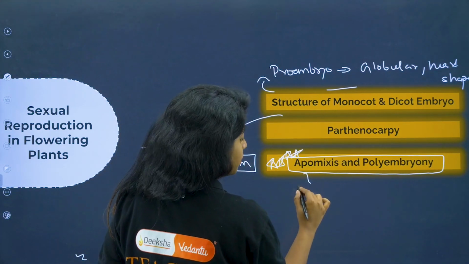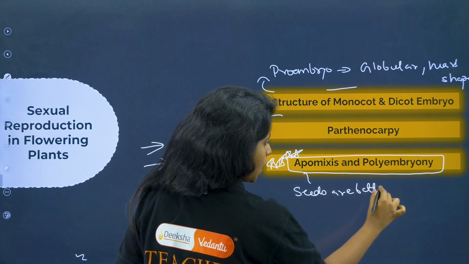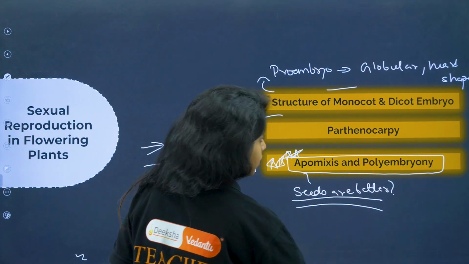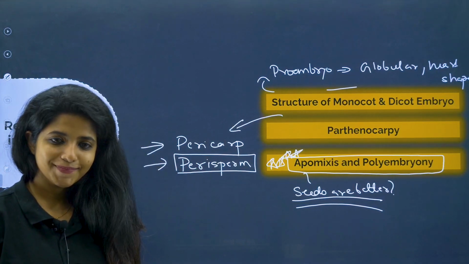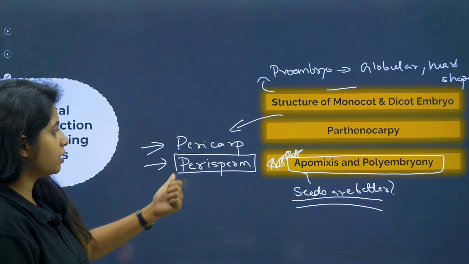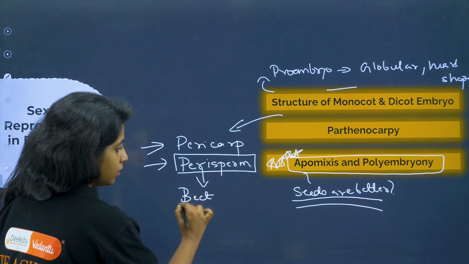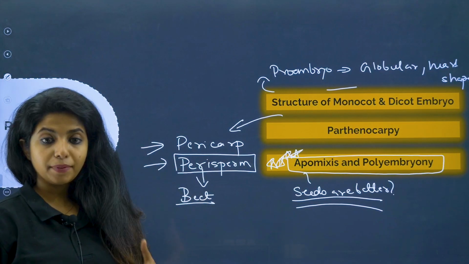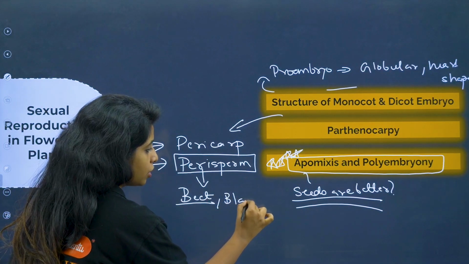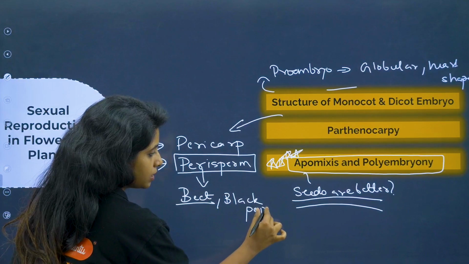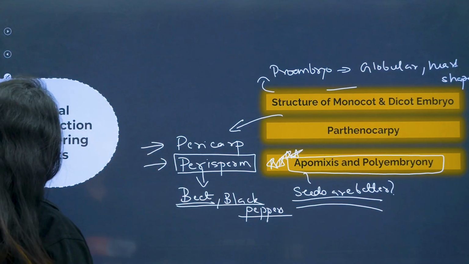Why are apomictic seeds better? How does it help the farmers? It is given in the last part of your NCERT, just go through it. In the perisperm, they will ask you about the examples. So it is beet as an example. Black pepper and beet are the examples for this. You should be knowing its examples as well.